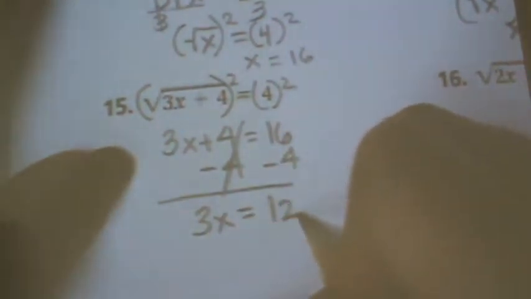Next one. There's no equal sign. That's an equal sign. Oh, okay. What do you do? Square both sides. What do you get? 3x plus 4 equals 16, minus 4 on each side. You get 3x equals 12, and then you divide by 3, you get 4. Yep.